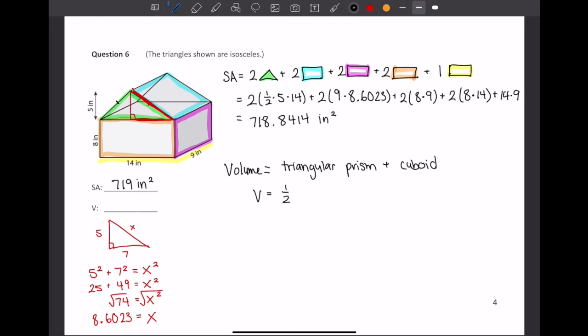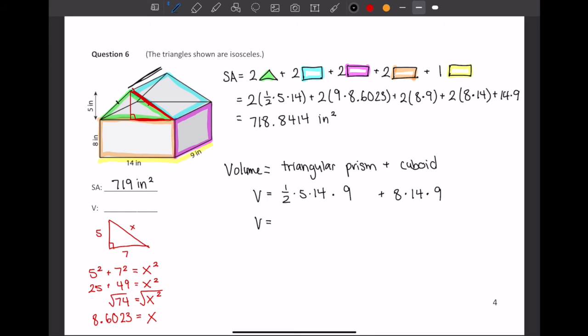So that's 1/2 times 5 times 14 is the area of the triangle. And then the height of our prism is actually this length along the roof. So that's 9 inches. So there's our formula for the volume of the triangular prism. The volume of the cuboid is just take the 3 dimensions and multiply them together. So that's 8 times 14 times 9.